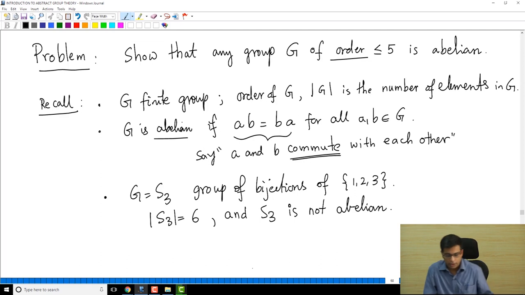Okay, so if you go back to an earlier video, you will see that we have explicitly shown that there exist 2 elements in S3 such that they do not commute. So, S3 is not abelian and it has 6 elements. And the problem asks you to show that any group which is smaller than that, meaning having 5 elements or 4 elements or 3 elements or 2 elements or 1 element, must be abelian. So, the smallest group which is not abelian is of order 6, which is S3. So, now let us go ahead and solve the problem.